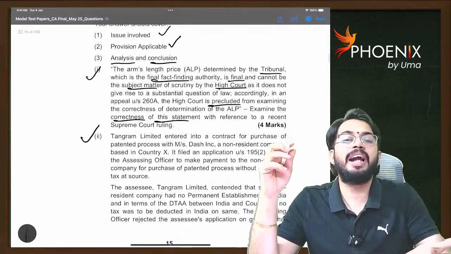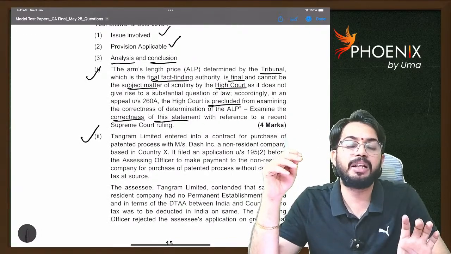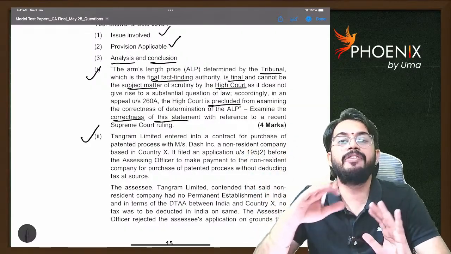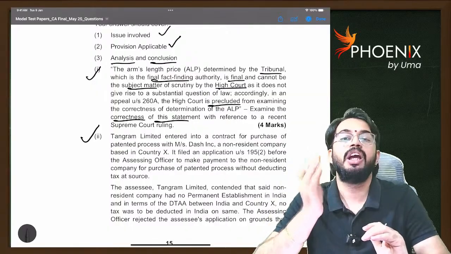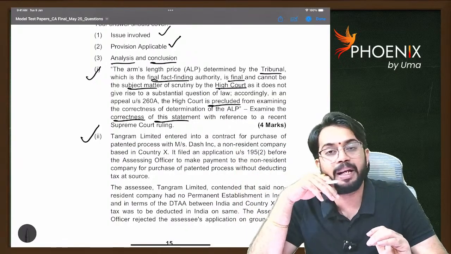So we will write the issue involved. Issue involved is determination of arm's length price, whether it is question of law or not. Okay, provision. If it is question of law, SSC can go up to High Court or Supreme Court. If it is question of fact, SSC can go only up to Income Tax Appellate Tribunal.